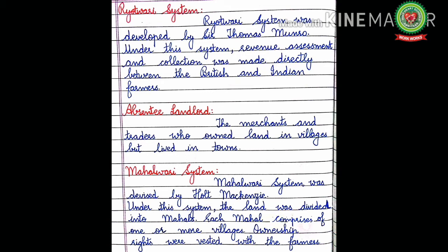Mahalwari system. Mahalwari system was devised by Holt Mackenzie. Under this system, the land was divided into mahals. Each mahal comprises of one or more villages. Ownership rights were vested with the farmers.